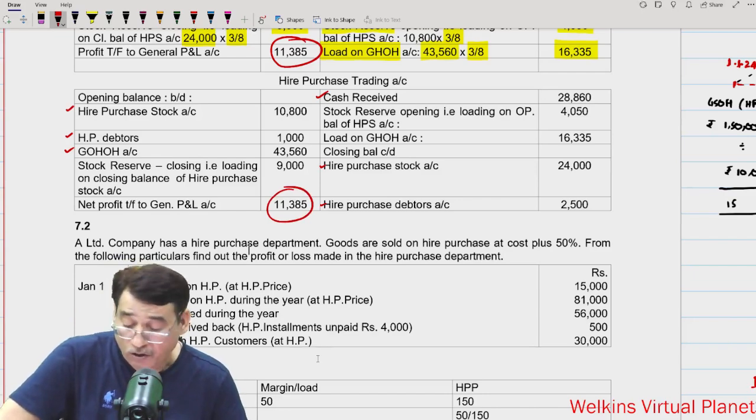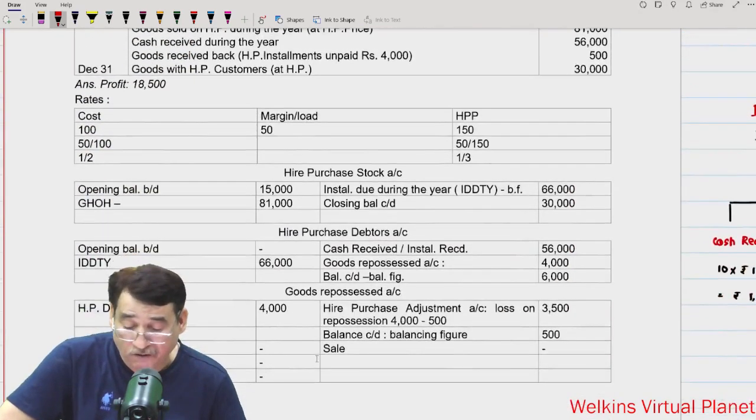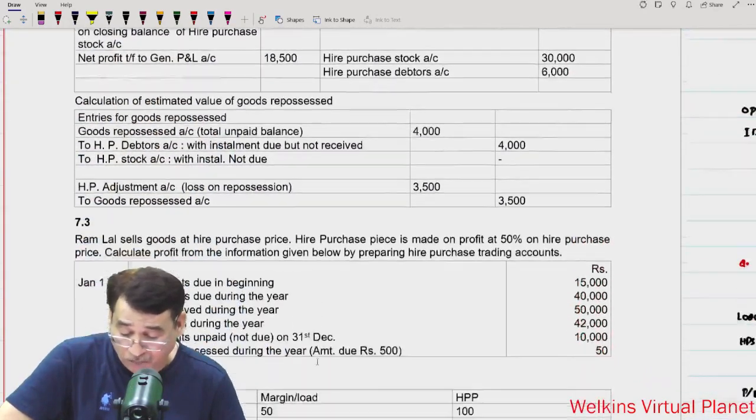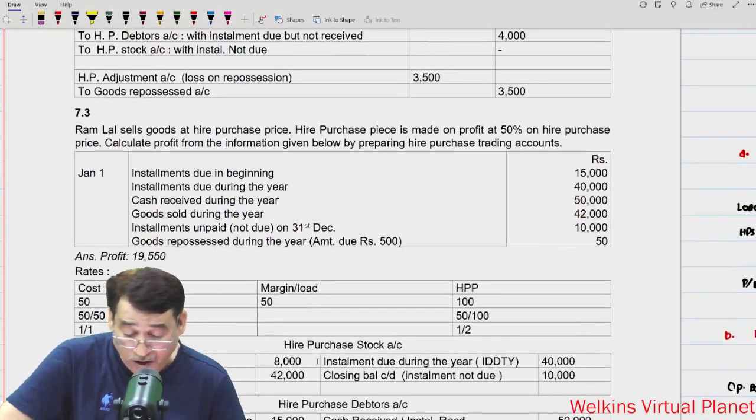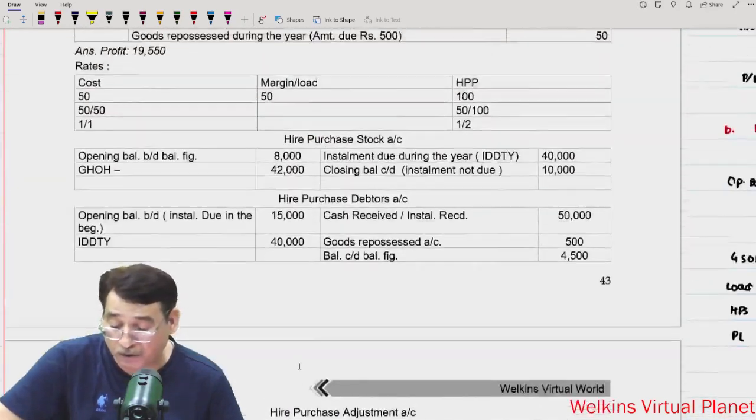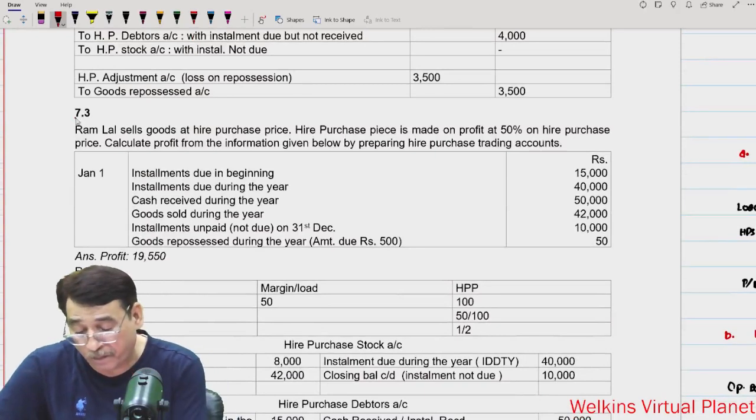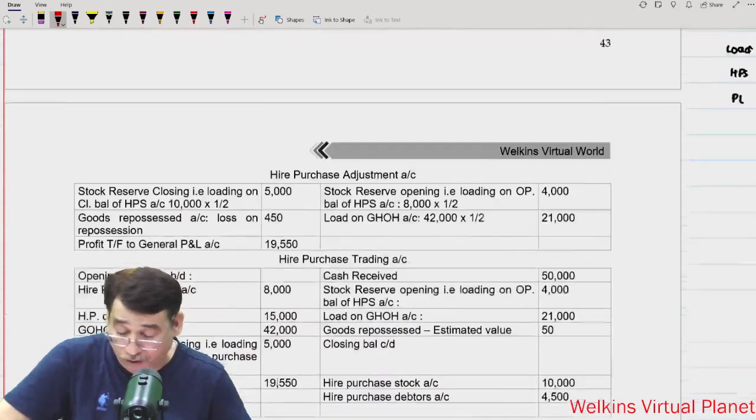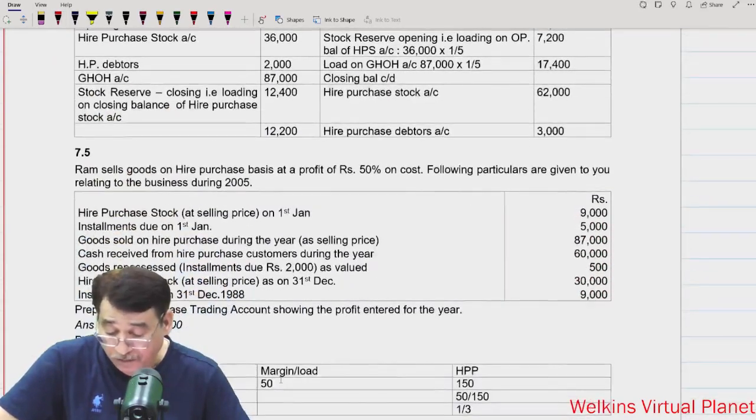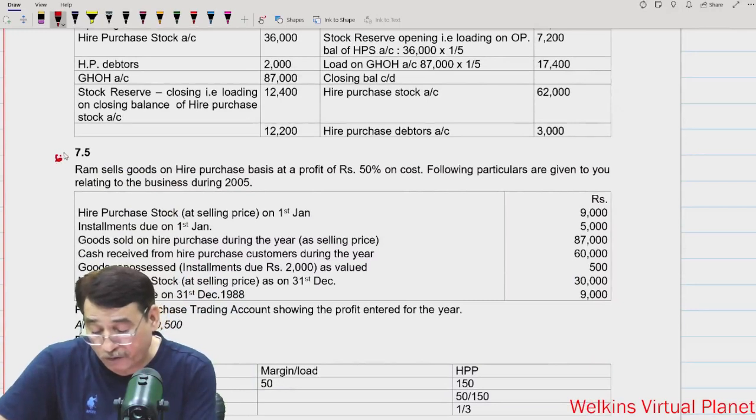Clear? So, after 7.1, just wait. I will do 7.2. Don't worry about that. Even 7.3 I will do for you. 7.3, I am telling, it is actually 6.3. 6.3, 6.2 I will do it for you. And then 6.4 we have already done. 7.5 or 6.5.